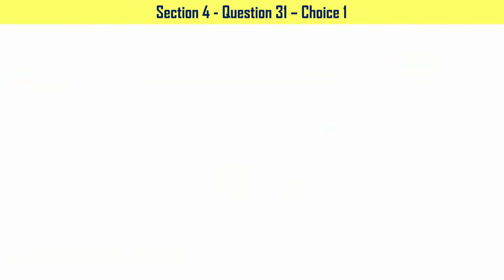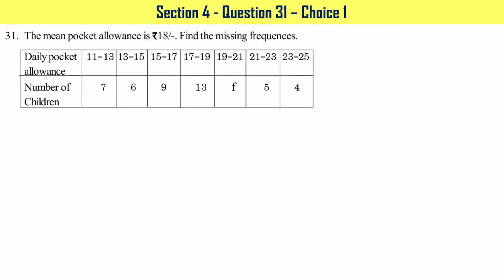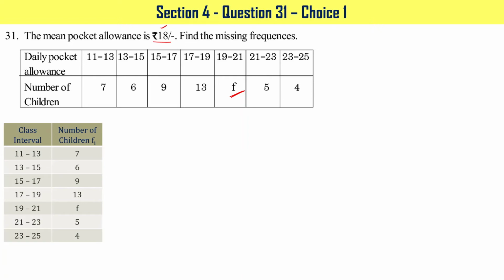Let's solve the next question, that is question number 31, choice 1. The mean pocket allowance is 18 rupees. Find the missing frequencies is the question. We are given data for daily pocket allowance as grouped distribution data and number of children. The frequency F is given for the class 19 to 21. We have to find the value of F. The mean of this data is given, that is 18. This can be written as the class interval 11 to 13 equal to 7, 13 to 15 equal to 6. So I have tabulated again.